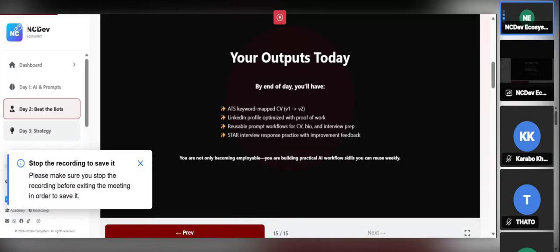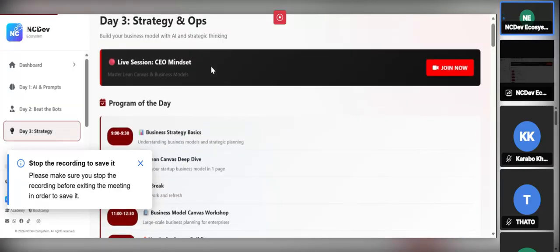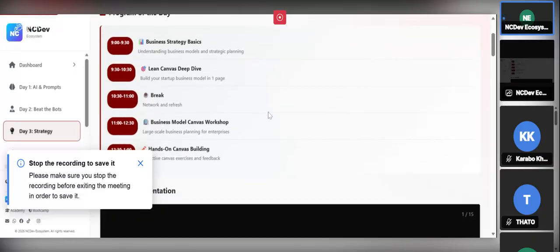So now, day three and day four is where it gets a bit exciting, because now we start looking into the business side. I have this idea. I want to actually turn this idea into a business. How do I take it to the next level, or how do I grow my business? So today we're looking at strategy and operations.